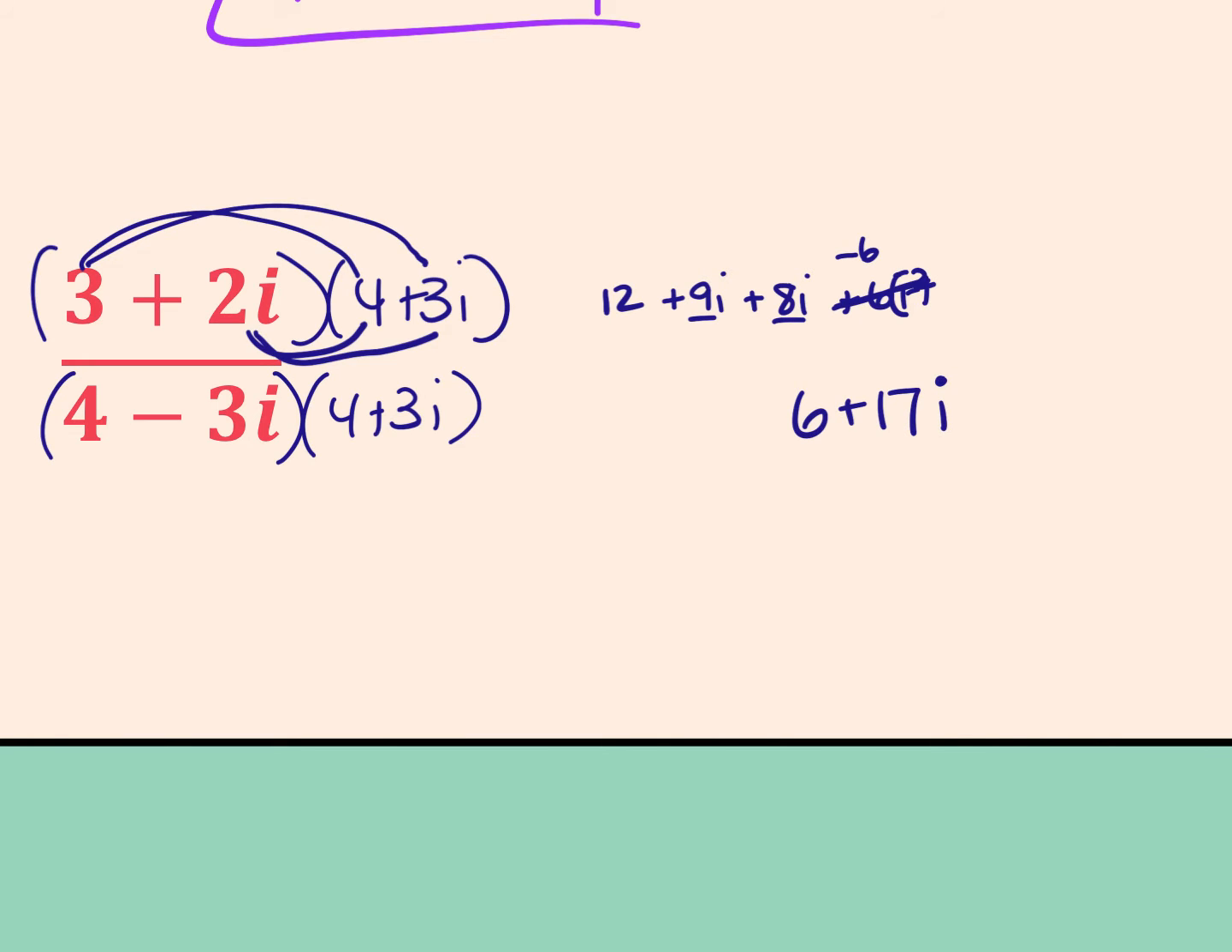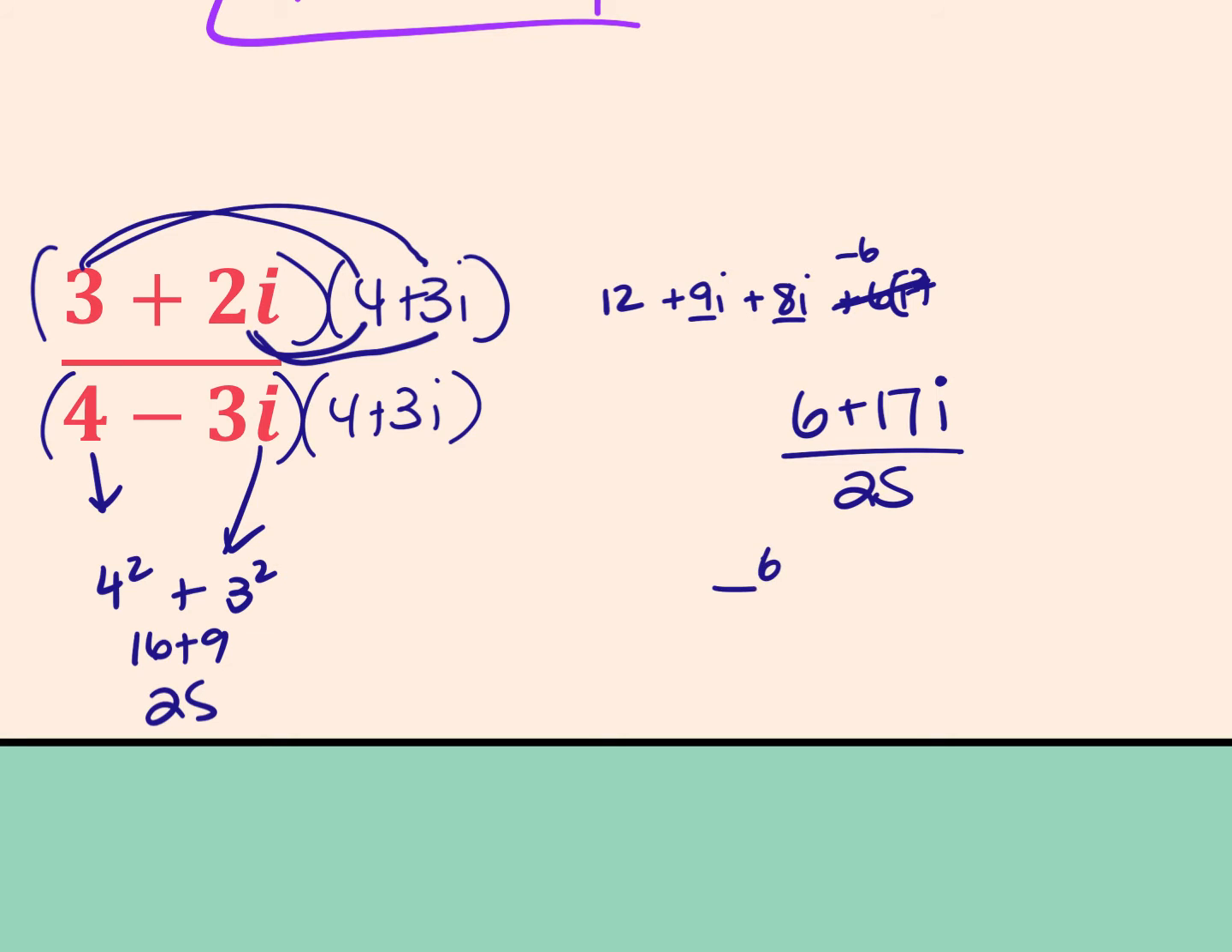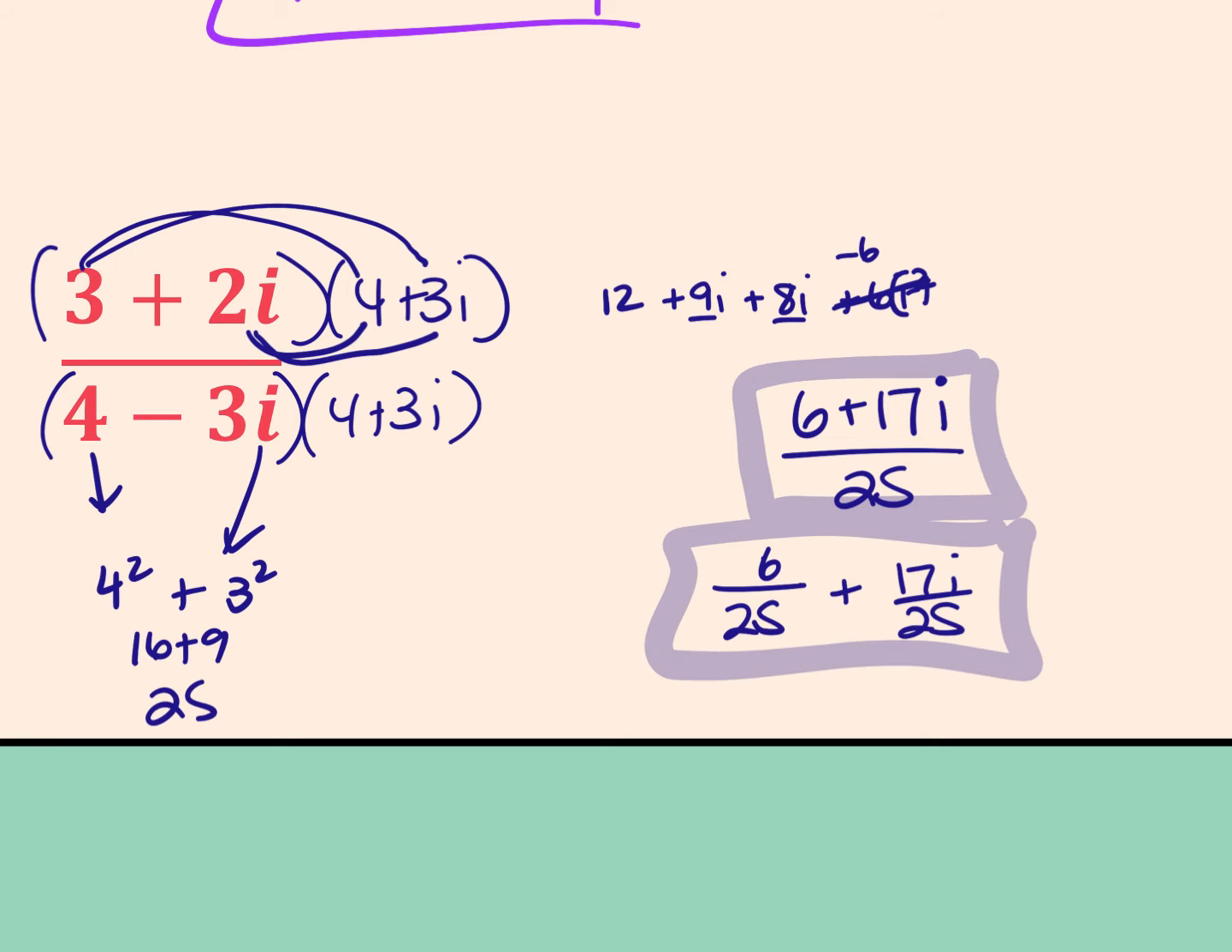That's the numerator. The denominator I can FOIL out, or I can use the shortcut because these are conjugates. a squared would be 4 squared, b squared would be 3 squared, and then just add them. So 16 plus 9 is 25. And then that answer is fine with me. You can keep it together like that. WebAssign was picky, right? It did have to be separated out: 6 over 25 plus 17i over 25. That's how the WebAssign format wanted it. But I'll take either of these. You can keep them together or you can separate it out.